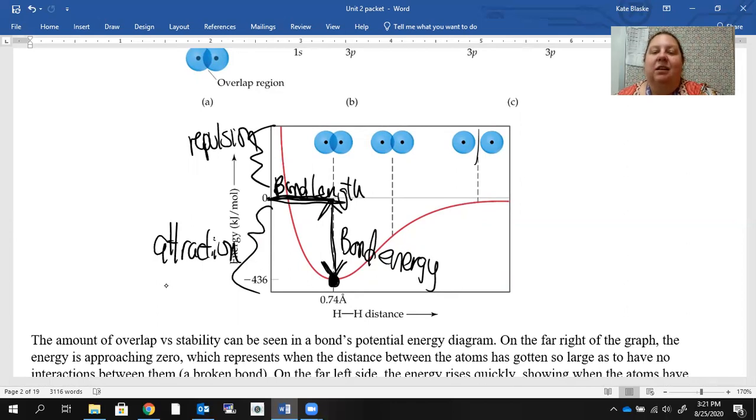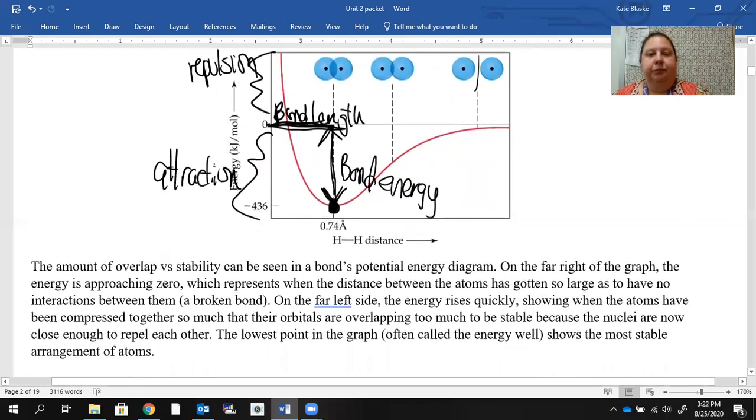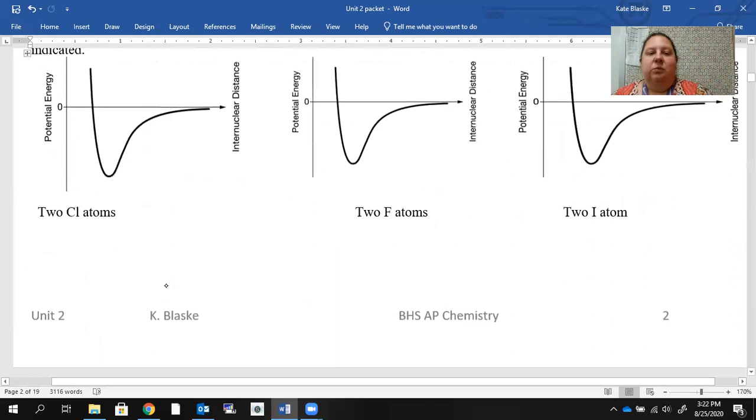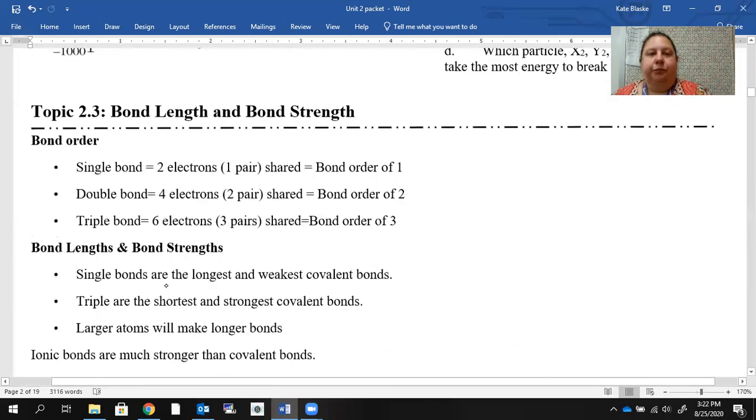One of the things we're going to do in class is to see how this graph changes based on different atoms, based on the size of our atoms, based on whether our atoms can form single bonds or double bonds or triple bonds. We'll see how this graph changes in response to those. And so we'll do these practice problems in class together.